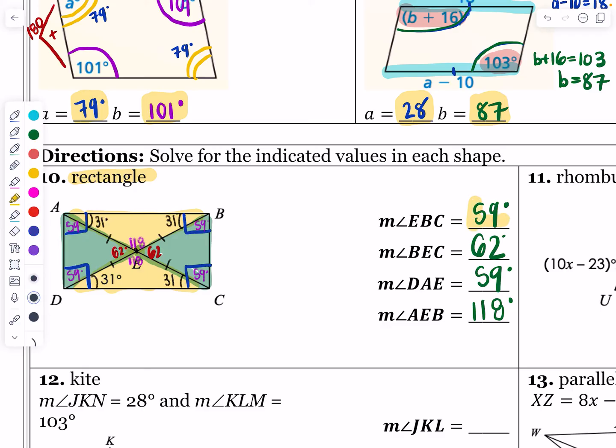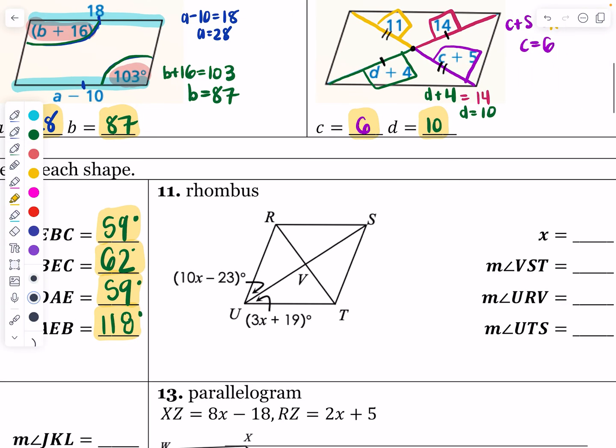And so I answered the 4 that they asked me for, but I could have filled in any single one that they would have given me just knowing the properties of a rectangle, since they told me it was a rectangle from the beginning. So same thing with a rhombus.